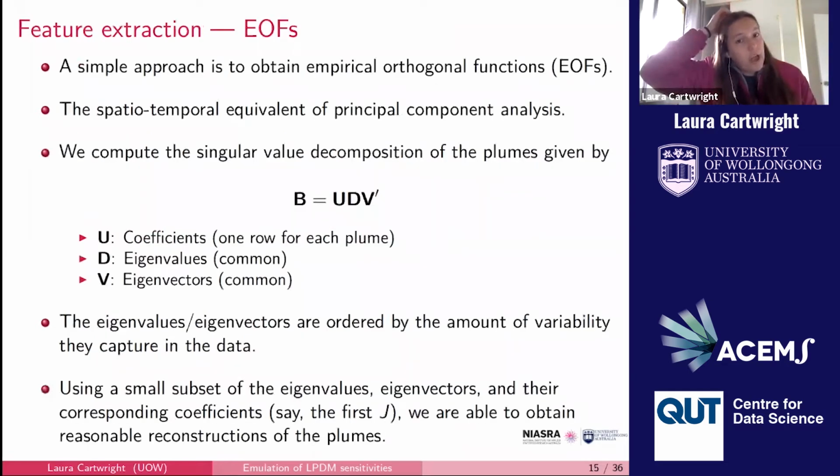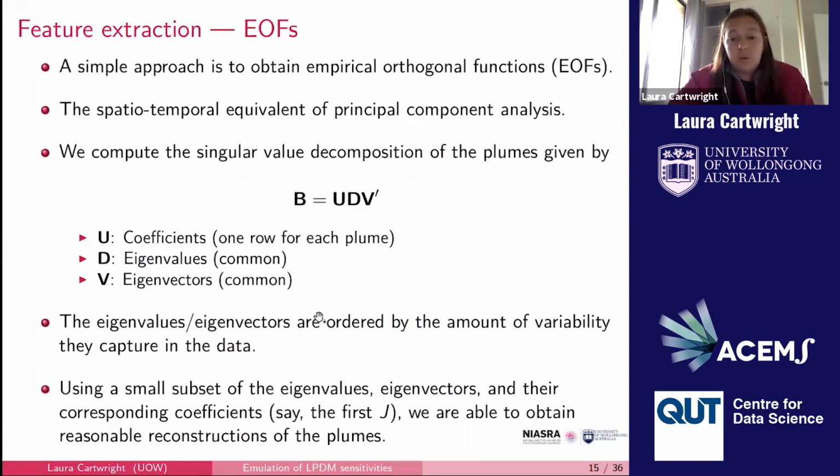Cool. So for our first feature extraction method, we did the empirical orthogonal functions, or EOFs. And to do this, it's fairly straightforward. You compute a singular value decomposition of your plumes. So take that matrix B, break it down into these three matrices, where U is a collection of coefficients, D is, I think, actually the square root of the eigenvalues. I should have fixed that. And V is all the eigenvectors.